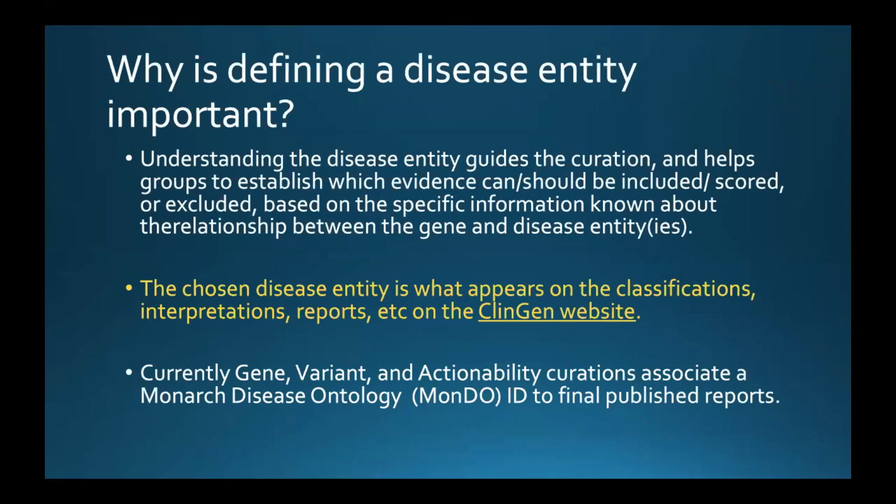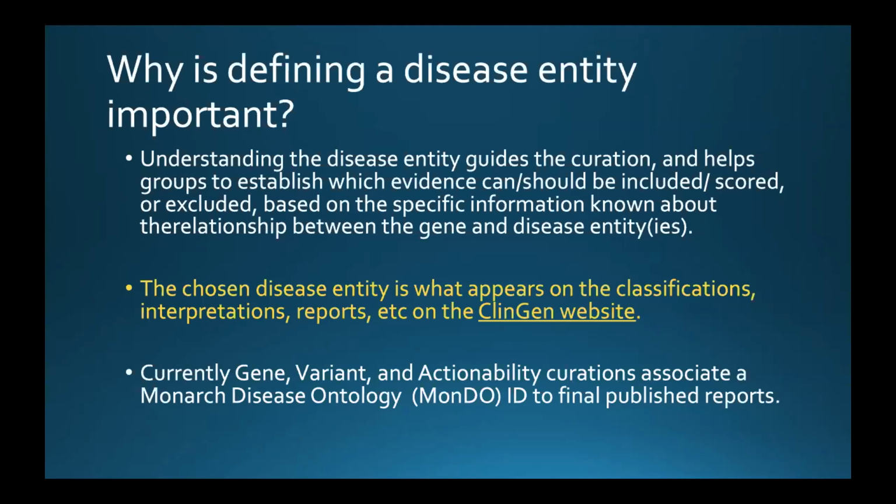So again, why do we want to define that? Because understanding this entity will guide the curation. It helps groups to establish which evidence can or should be included or scored or excluded. And this is really based on the specific information known about the relationship between that gene and disease entity. So this is really important when we think about gene disease relationships in these classifications, what evidence you actually include and score. And that's going to be based on the disease entity overall that you choose.